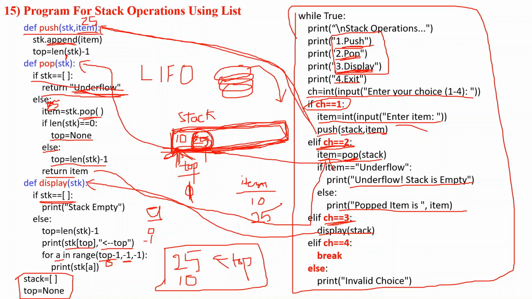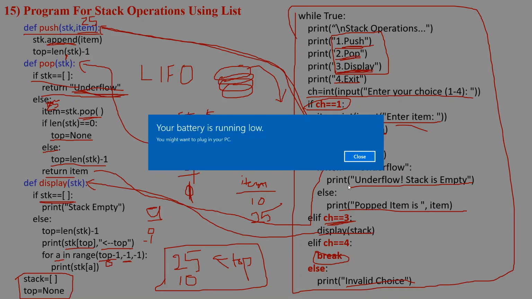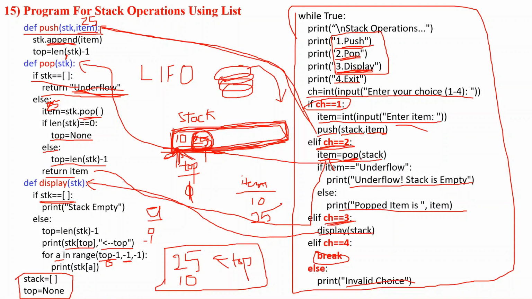If the user gives something else instead of 1, 2, 3 or 4, it will give invalid choice. And if the user gives 4, that means he wants to come out of this stack program, then he needs to give the break statement. What is the use of break? To come out of a loop, either while loop or for loop, we use this break.